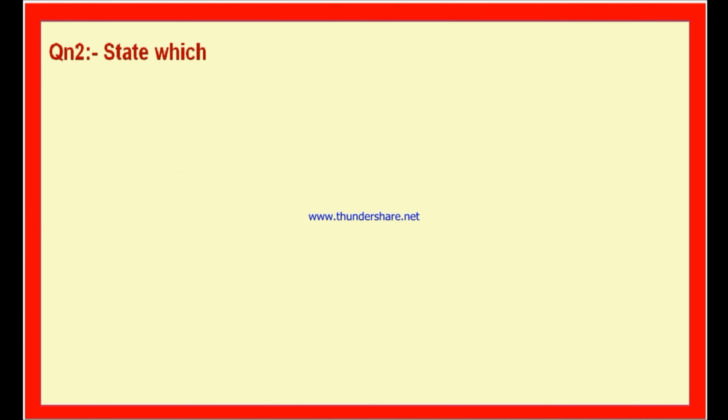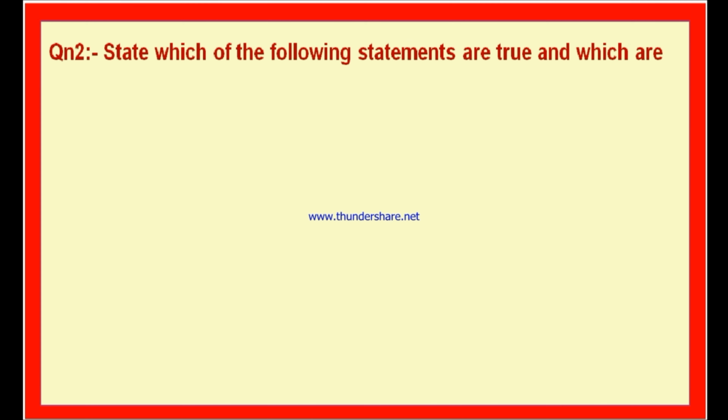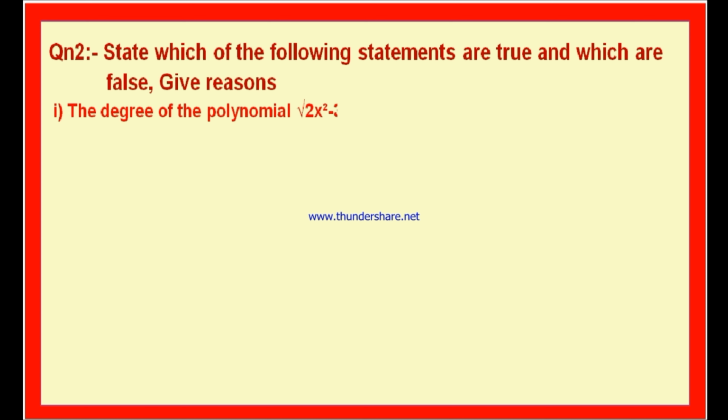Now question number 2, state which of the following statements are true and which are false and give reasons. I shall repeat. State which of the following statements are true and which are false. Give reasons. First bit. The degree of the polynomial root 2x square minus 3x plus 1 is root 2.